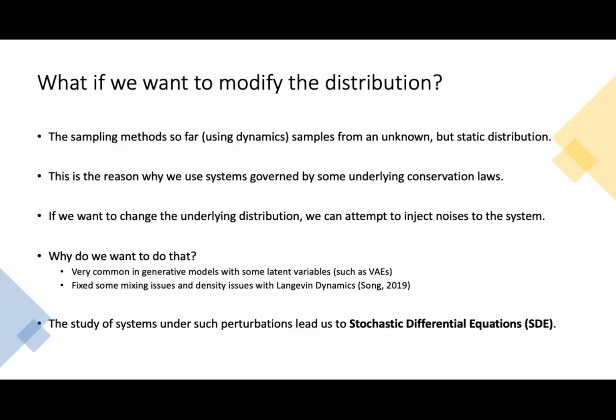So the dynamic systems that people use to sample, for example, Hamiltonian or Langevin dynamics, are kind of sampling from a static distribution, right? However, in a diffusion process, as we saw early on with the variational diffusion model, we want to change the distribution into some prior distribution that is tractable, for example, a normal distribution of 0, 1.